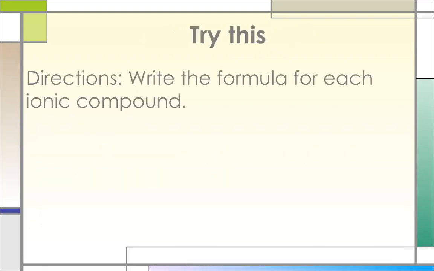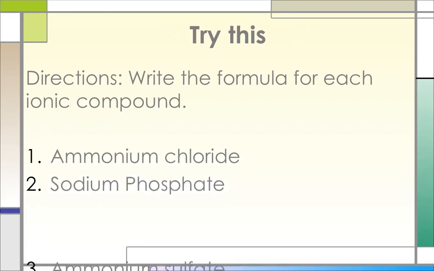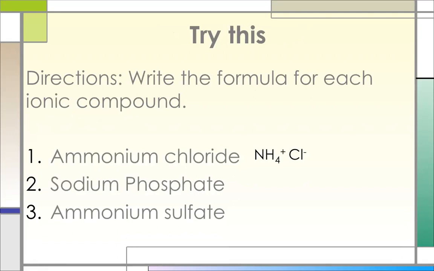Let us try this. Directions: write the formula for each ionic compound. Number 1, ammonium chloride. Number 2, sodium phosphate. Number 3, ammonium sulfate. For ammonium chloride, you have NH4 positive. Your ammonium formula is NH4 positive. It is a polyatomic cation. Then the chloride is Cl negative. Cross, so you have NH4Cl. Remember, we didn't put the parenthesis on NH4 because it has only one atom received from chloride. So if one, no need for a parenthesis, okay?